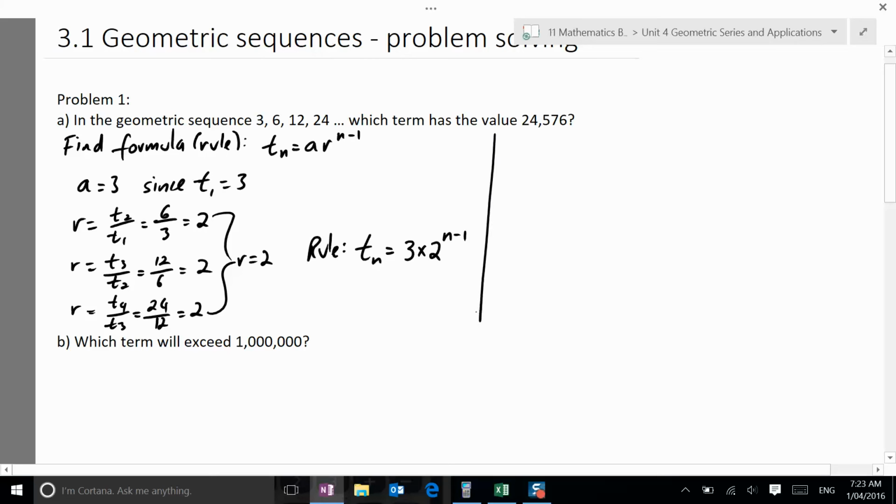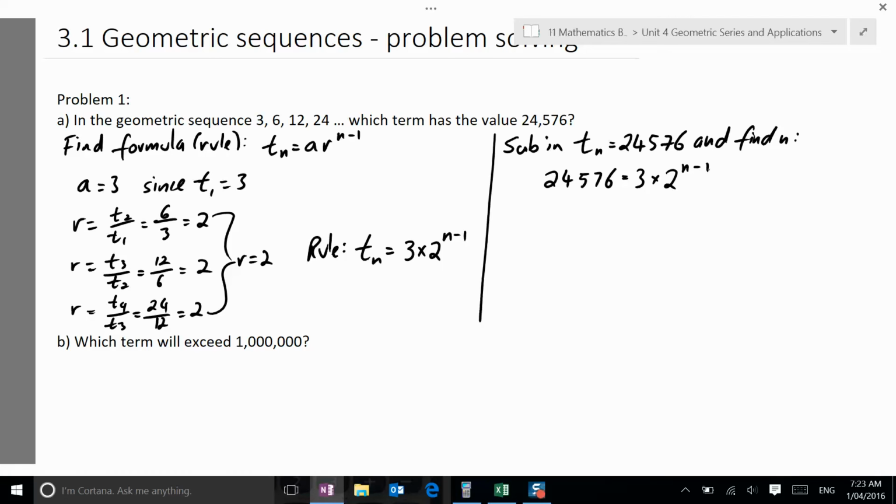Okay, I want to know which term has a value of 2,457,6. So I'm going to sub this term in and find n. So into this rule, when will my general term be equal to 2,457,6? I'm trying to find an unknown power here. I don't know that power, so I need to use logs. This is straight out of the exam that you just did.